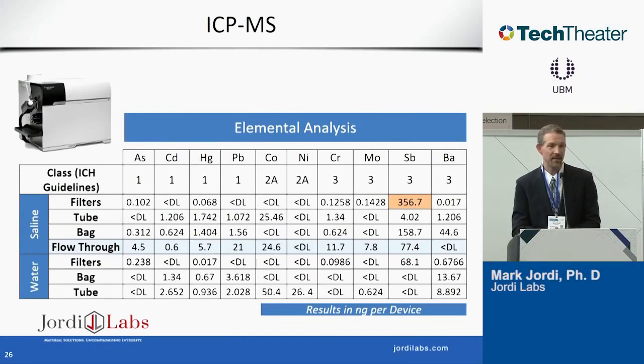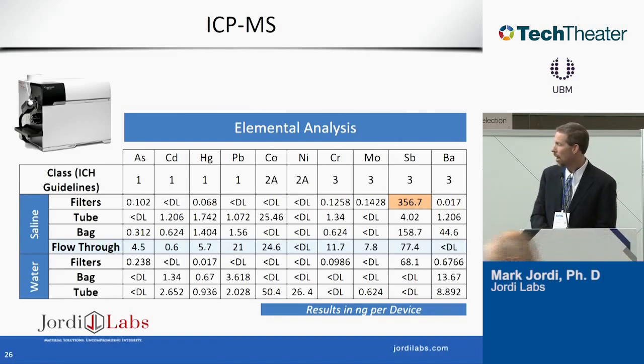And we then did ICP-MS on all the extracts, and you can see that we generally got very low quantities of elemental impurities, nanograms per device, so all of these were below the accepted toxicological thresholds. We did see a little bit of tin in here.